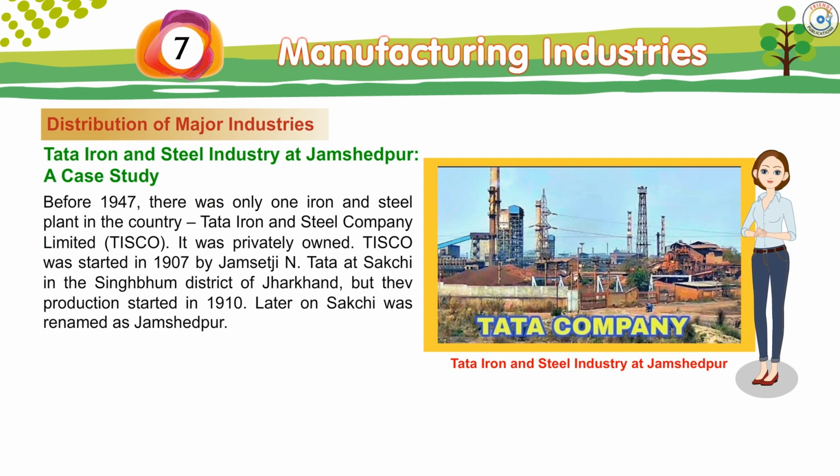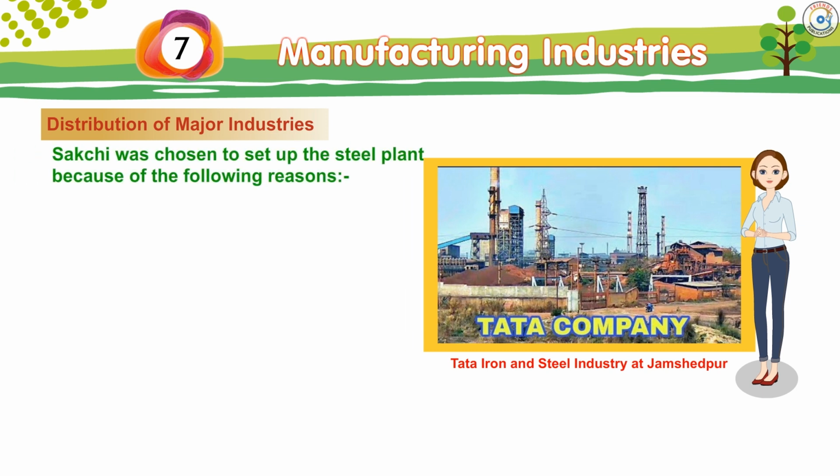Before 1947, there was only one iron and steel plant in the country, Tata Iron and Steel Company Limited, TISCO. It was privately owned. TISCO was started in 1907 by Jamshedji N. Tata at Sakchi in the Singhbhum district of Jharkhand. But the production started in 1910. Later on, Sakchi was renamed as Jamshedpur.